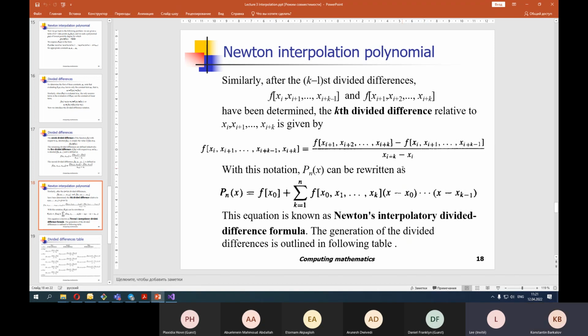Again, I repeat that xi we know: x0, x1, x2, x3, and so on. We know all of these points. And the question is how to find the divided differences. If we find all the divided differences, we can say that we have built the Newton interpolation polynomial. And these divided differences can be computed in the form of a table.